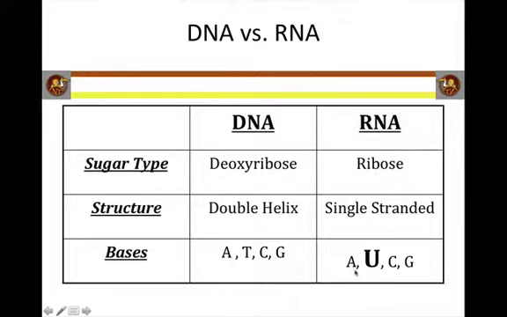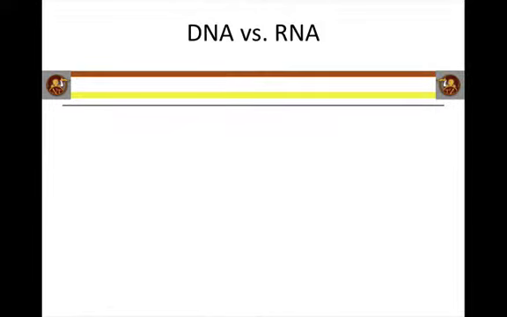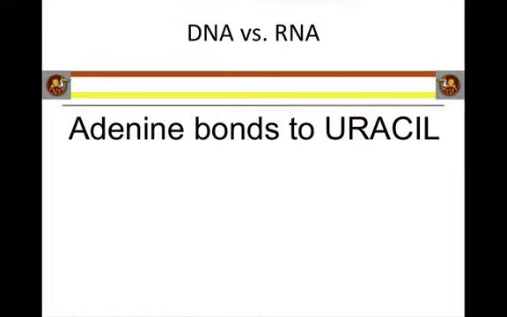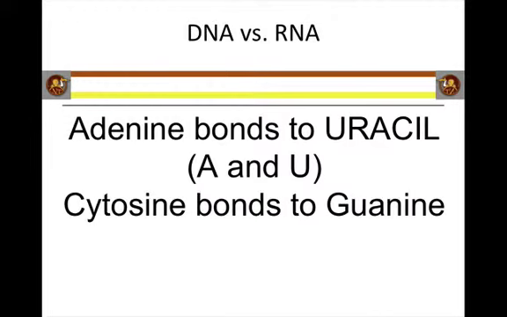and I've made it giant and bold for you. U stands for uracil, and A will always bond with uracil. So, to get that down in huge block letters in your notes, highlight it, star it, circle it, underline it. Adenine bonds to uracil, only in RNA, excuse me. Okay, so A and U go together. Cytosine will still bond to guanine in RNA. So C still bonds to G. All right.